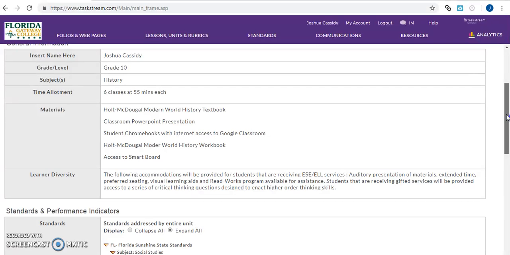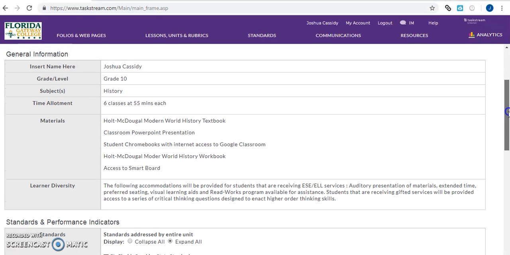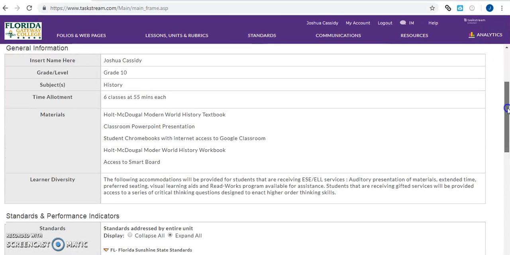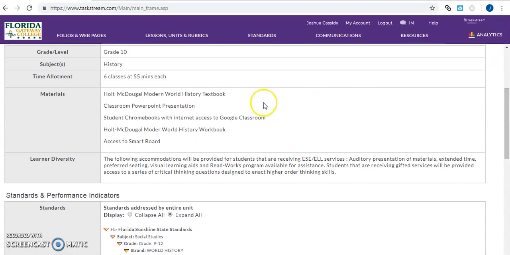unit plan on World War I. So it's a pretty broad unit. It's got a lot of information in it, so I tried to do my best to simplify it down. To go ahead and show you, this is my actual first page of the unit plan before I go into any of the lessons. There's the materials I'll need.